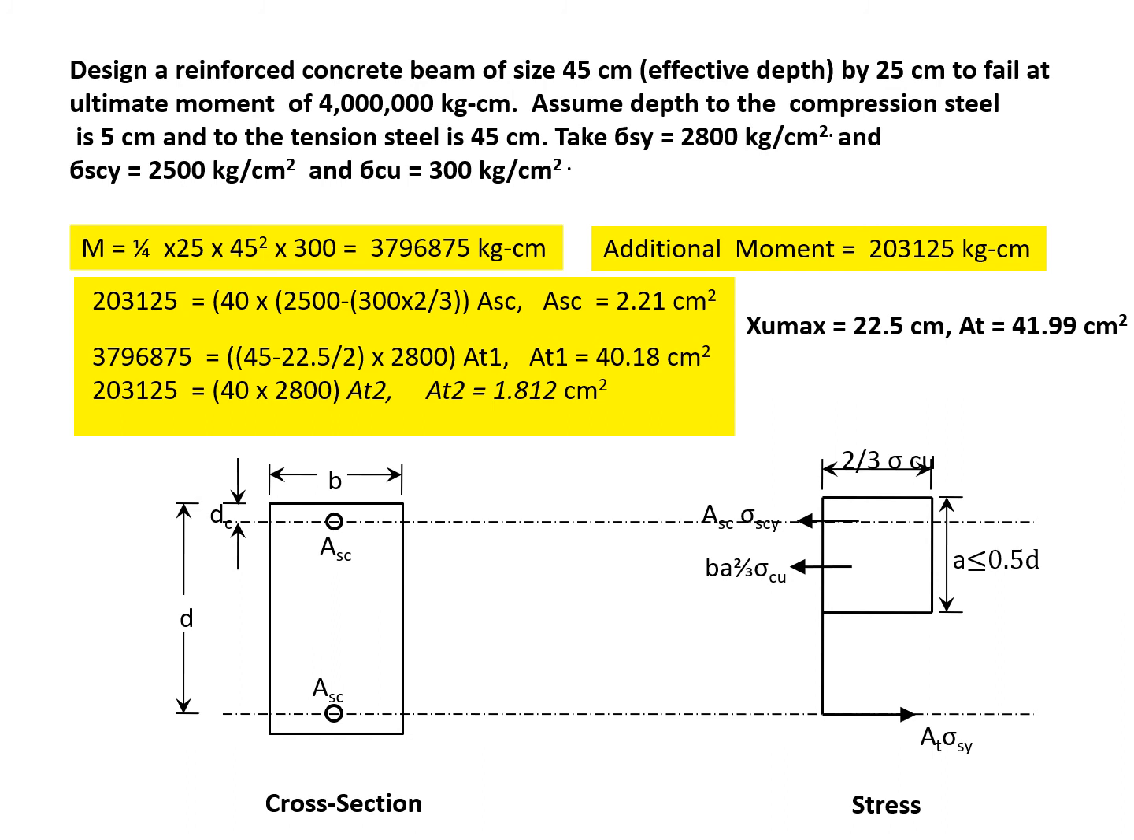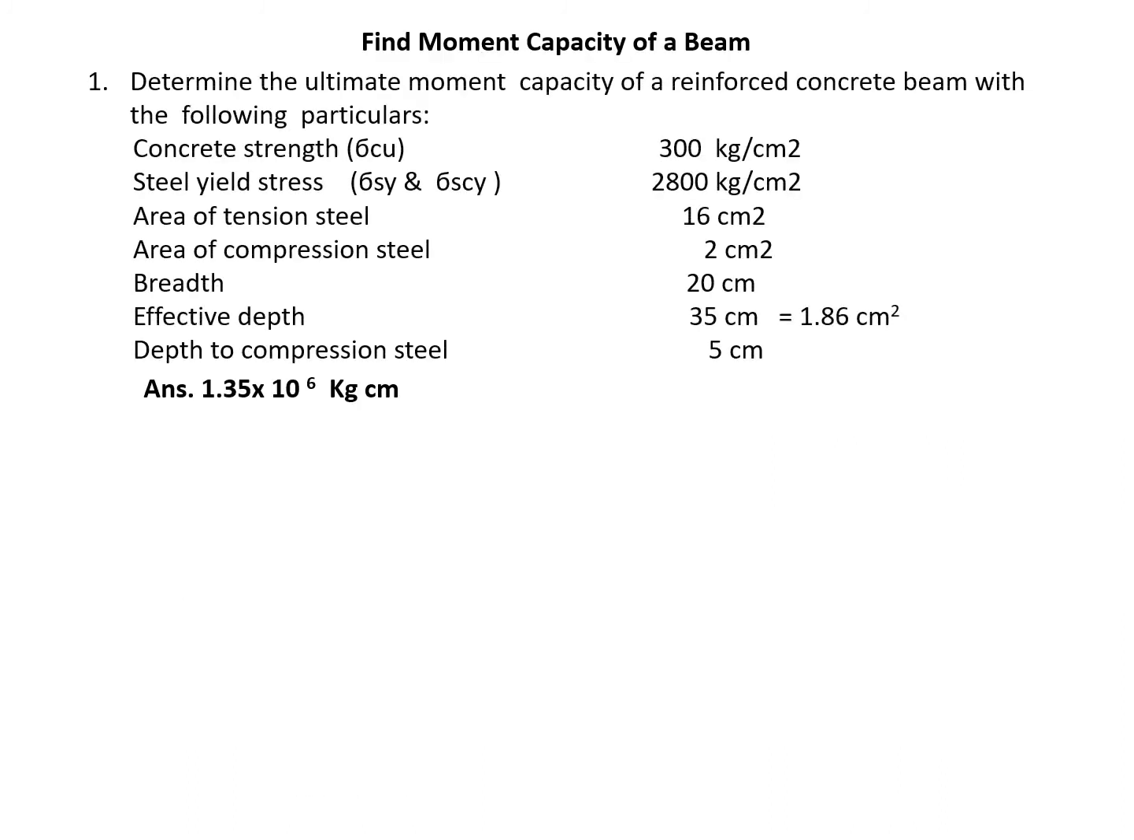Now let's look at the analysis problem. Very simple. Here is a beam with all the details of it. Sigma Cu, sigma SY, sigma SCY are the same. Sigma SY is the allowable yield stress at the bottom, tension steel, and sigma SCY is the allowable yield stress at the compression steel. Both are the same here. Total area of tension steel is 16, area of compression steel is 2, B is 20, effective depth 35. This 1.86 centimeters square is a mistake, just ignore it, and depth of compression steel is 5.